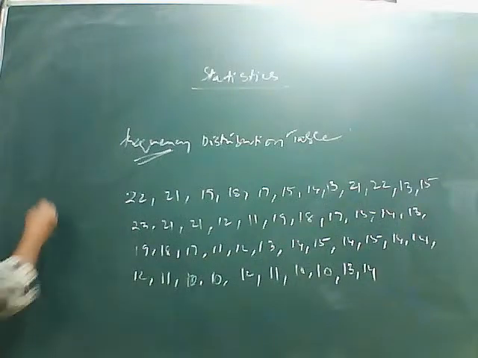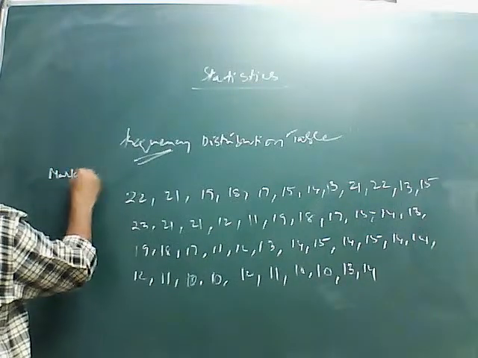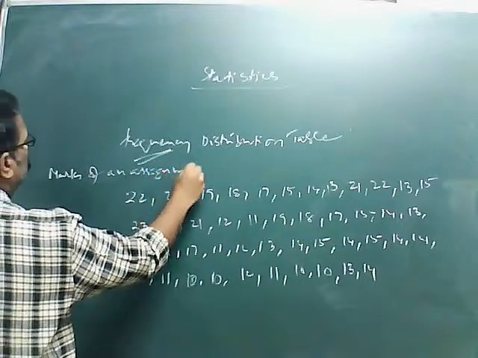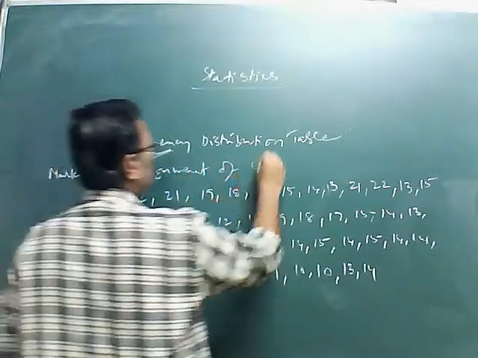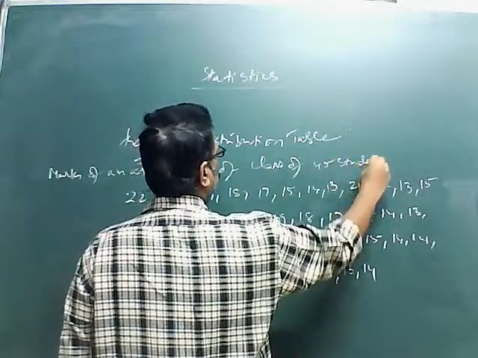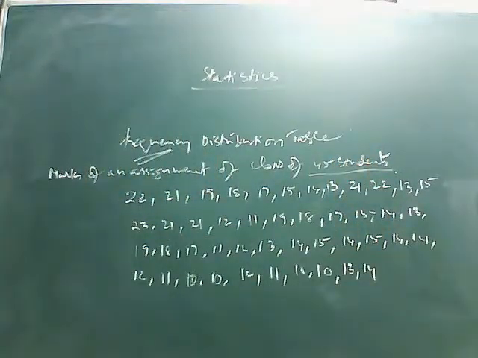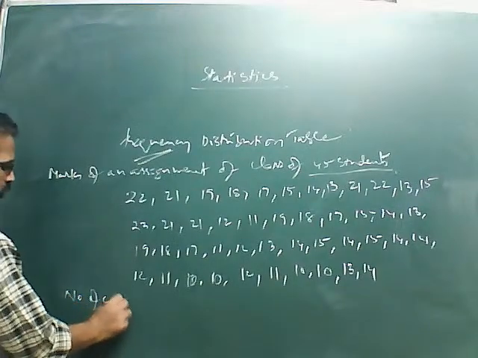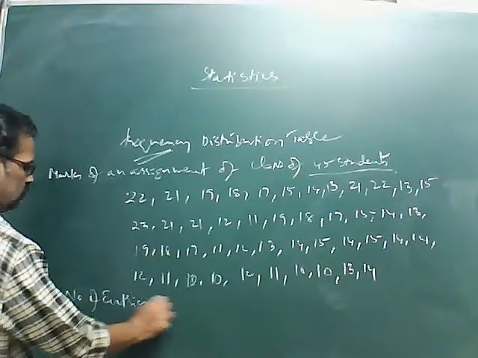So these are the marks of an assignment for 25 marks of a class of 45 students. There are 45 students in the class, and the assignment marks are there, suppose marks in maths for 25 marks. So the number of entries is 45 because every student has participated.